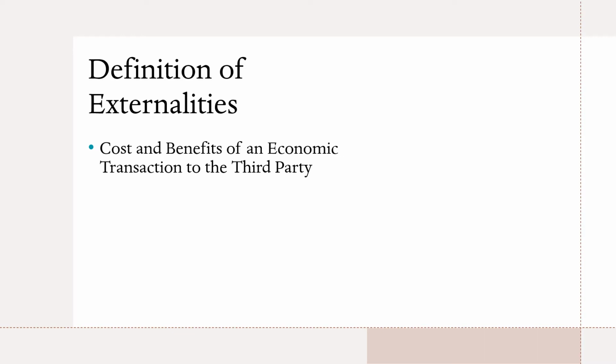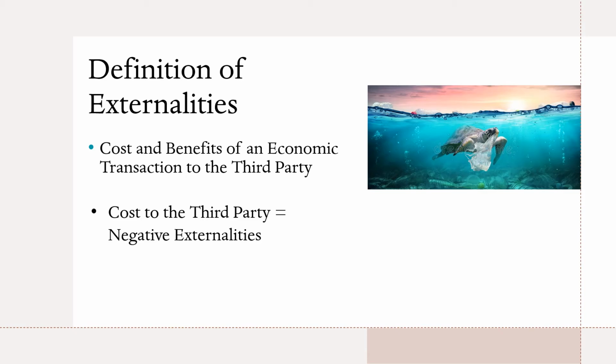Externalities can be defined as the costs and benefits of an economic transaction to the third party. The third party in this case is not the consumer or the producer of the product, or in fact anyone who is directly involved in the production or consumption process. For example, the consumption of plastic by humans have led to negative effects on animals such as the one shown here. The third party are marine animals like the turtle who are negatively affected by our consumption of plastic products. This is a clear example of a negative externality.